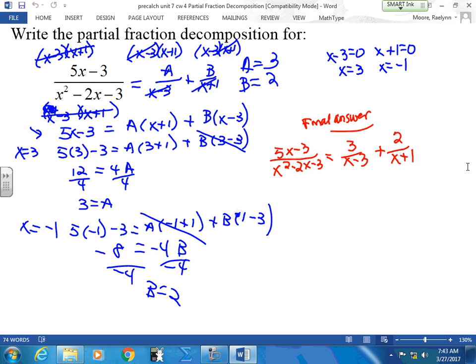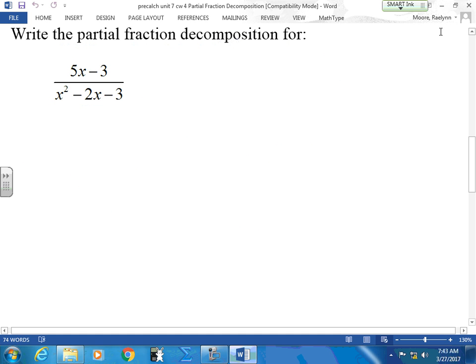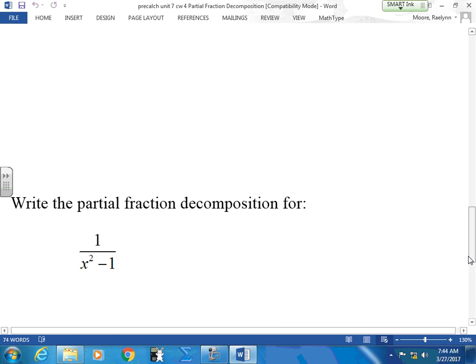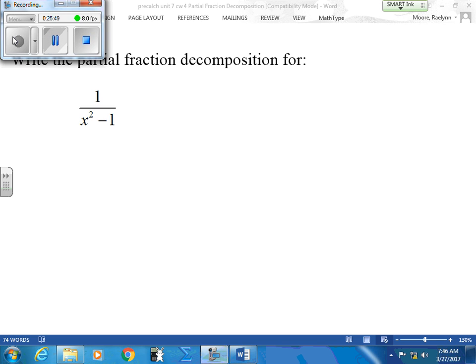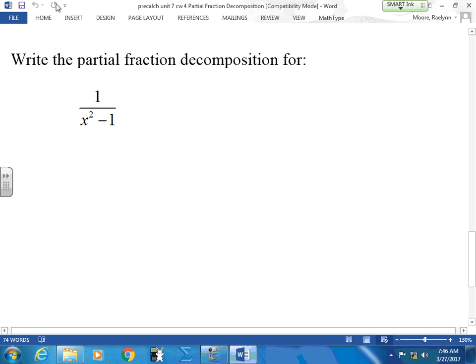Any questions on this? All right. So get the next one started, and tell me what your fraction is going to look like. Okay. Chris, what did you separate this into? A over what?